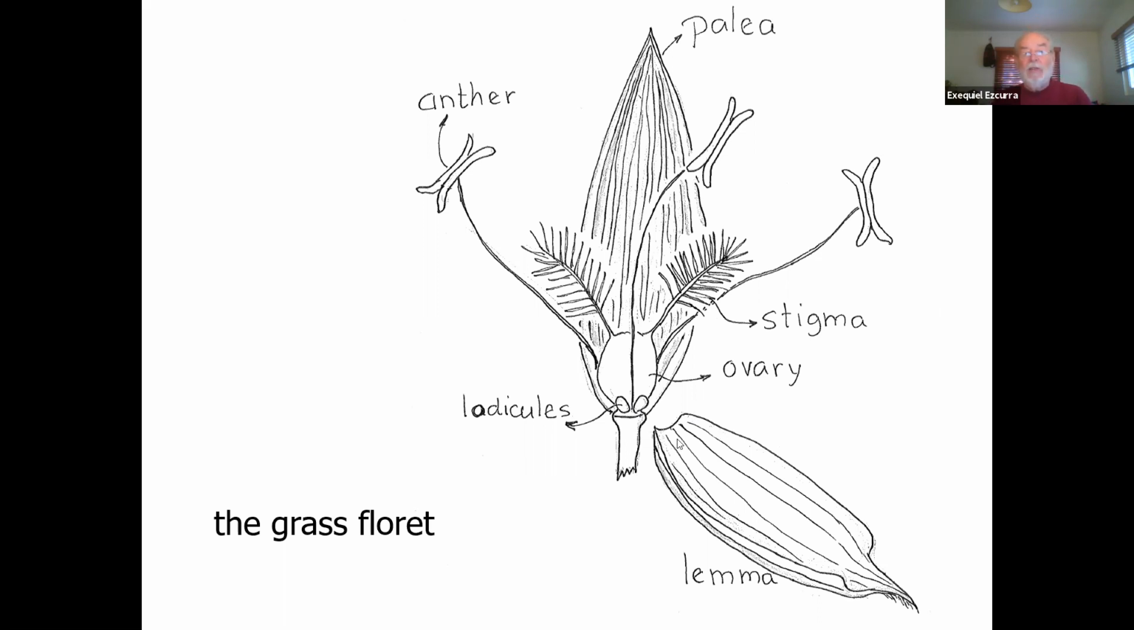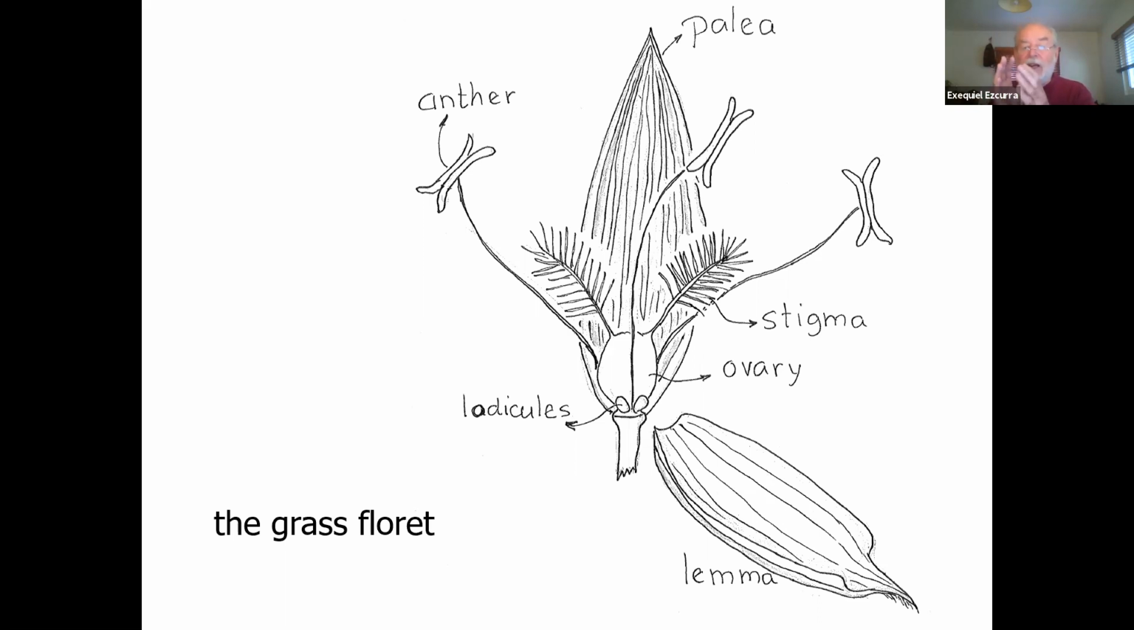And then it has 2 bracts. There's a large bract that covers the flower on one side that is known as the lemma, and then it has a smaller bract on the other side that is known as the palea.